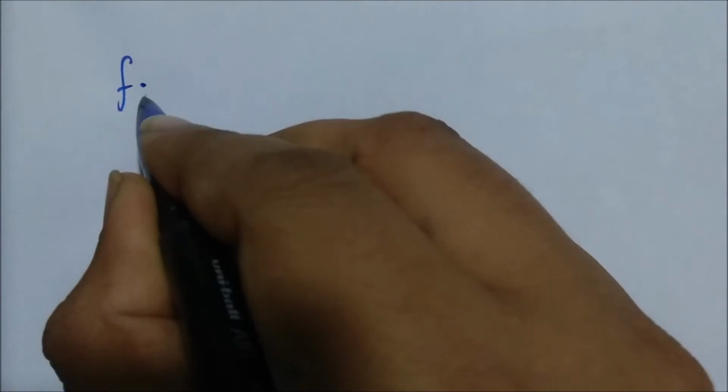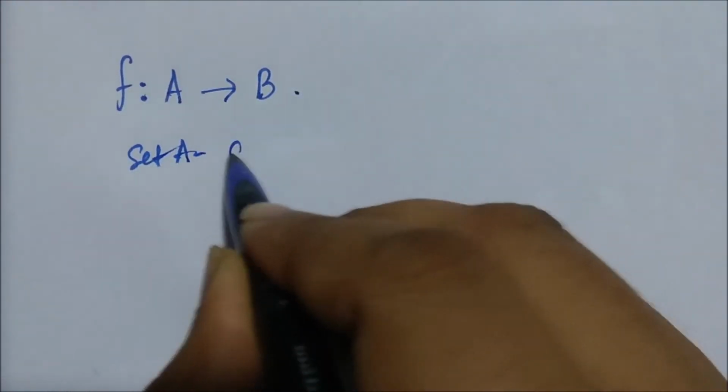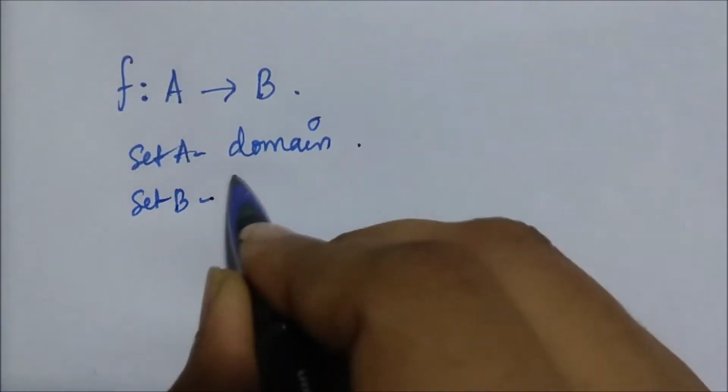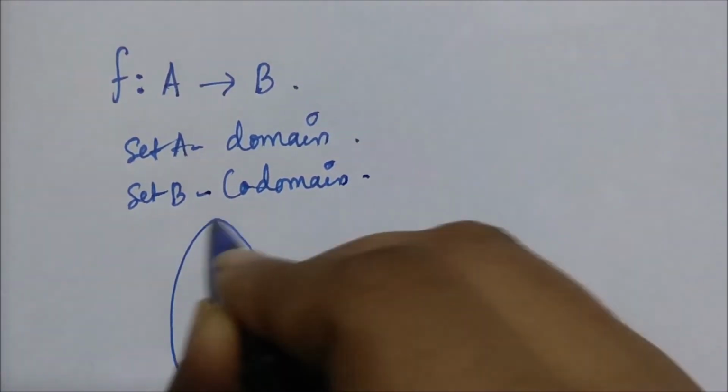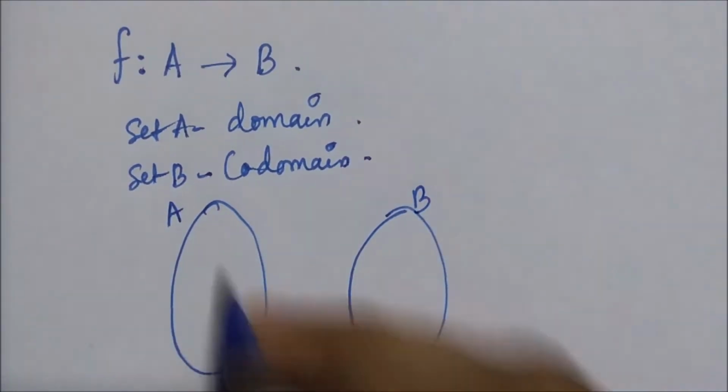Now for a function from A to B, we call the set A the domain of the function, and the set B the codomain of the function. Here set A has elements a, b and c.